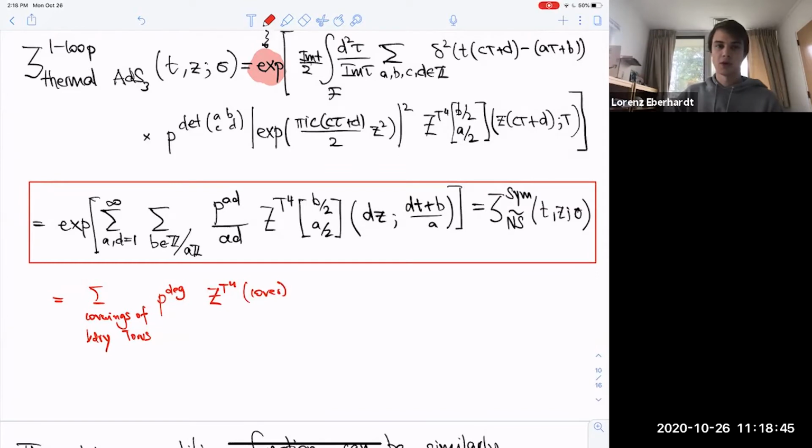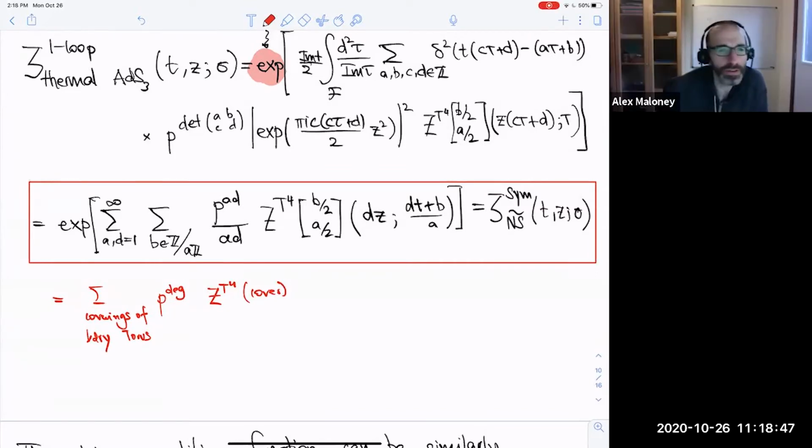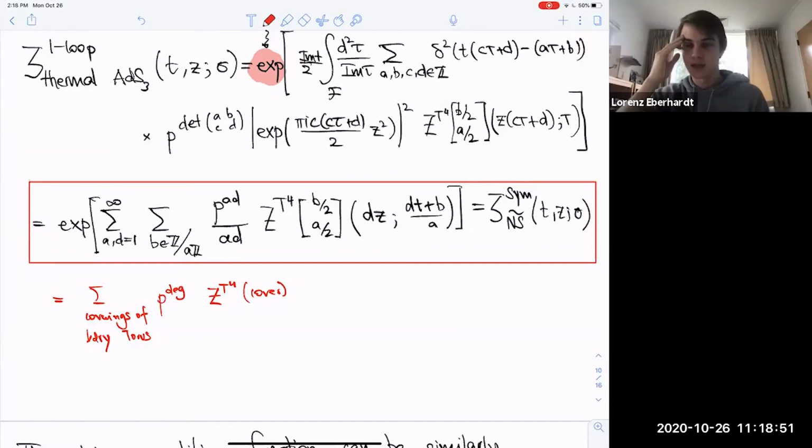A question. Sorry, is it okay if I ask a question? Can this be written as a Hecke operator acting on the torus partition function? Yeah, that's exactly a Hecke operator. Okay, great. Thank you. You can write it like this.